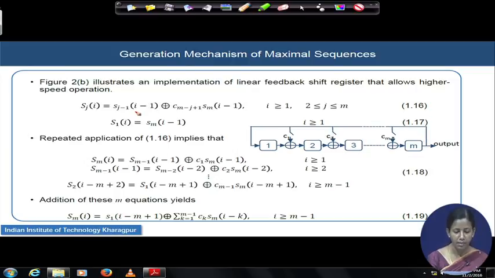convolved with the corresponding switch value. This switch value is such that it is C_(m minus j minus 1).